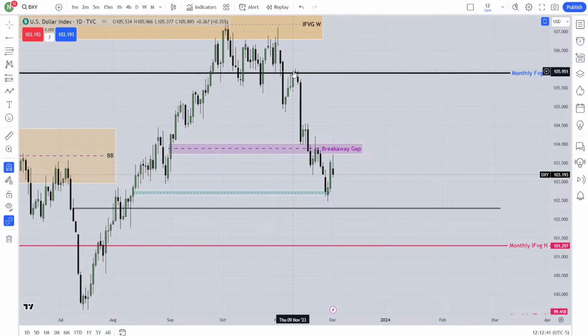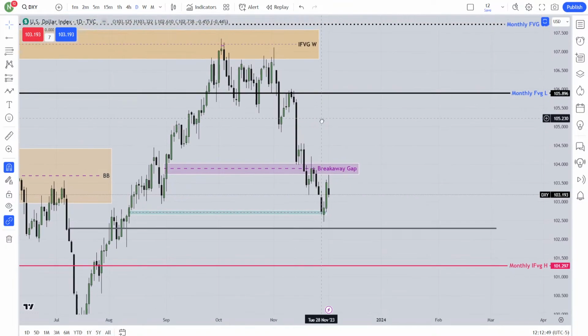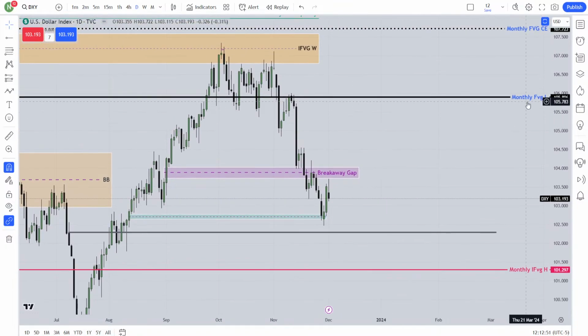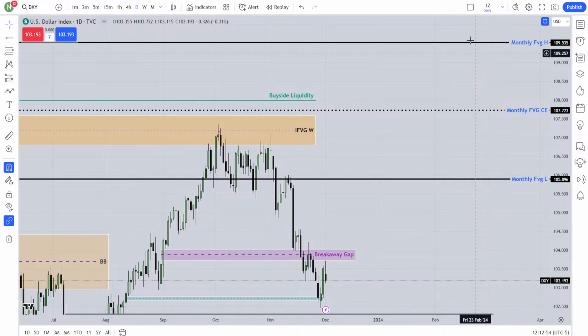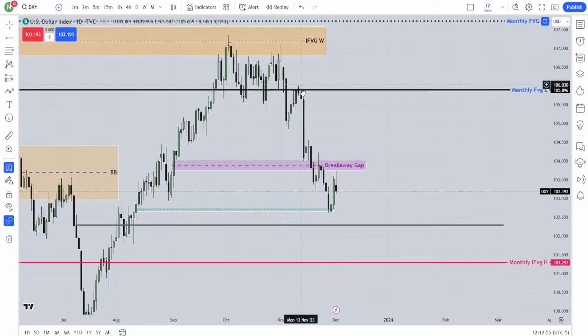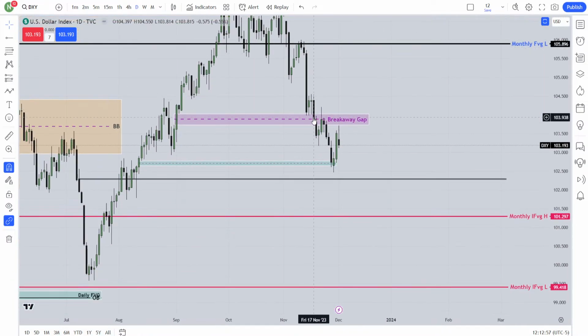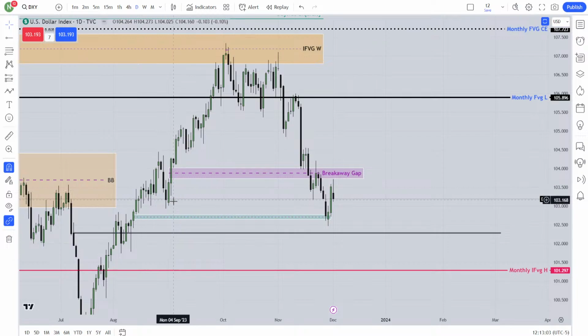This is a fair value gap, and one more fair value gap is over here. You can see there is one more fair value gap, so two fair value gaps. Let's come to the first fair value gap. In the meantime, it has traded the monthly fair value gap low. See, this is the monthly fair value gap. It has traded the monthly fair value gap low and went lower. Where did it come? The last fair value gap from that leg, from here to here. This is the last fair value gap.